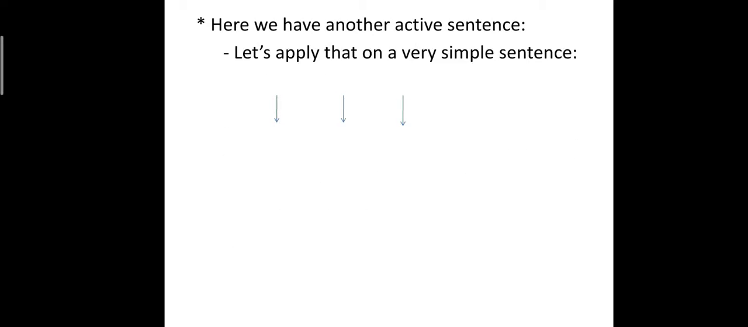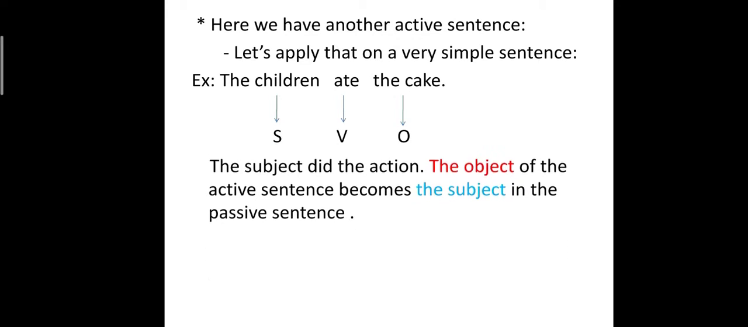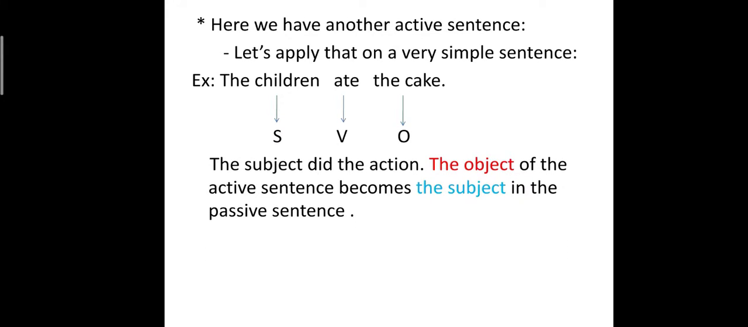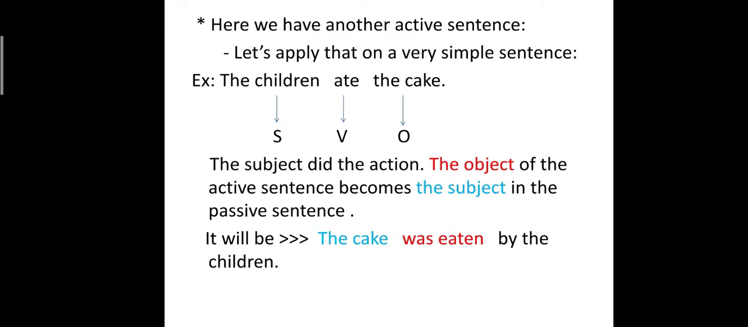Okay, here we have another active sentence. Let's apply that on a very simple sentence. The children ate the cake. Again, the children is the subject. Ate, verb. The tense, past simple. The cake, object. Yes, singular. Subject, verb, object. The subject did the action. The object of the active sentence becomes the subject in the passive sentence. So the answer will be, the cake was eaten by the children. Very simple and easy.